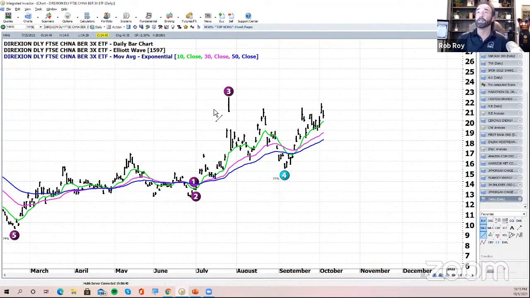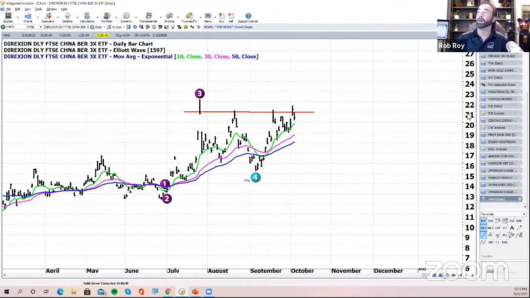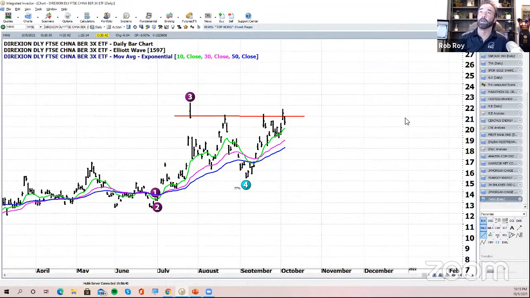It makes sense. So these multiple ones, remember, they have futures in them for leverage. That's how they get the 3 times. So you get double the time decay. You have time decay on options and you have time decay on the futures in there. So you've got to be right in a very short period of time to trade these things.